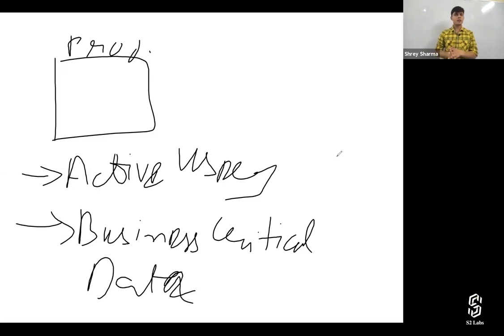Getting it? So what are active users? The people who are using Salesforce to do their business are the active users, the business users, I would say. And business critical data is the data which is critical to their business. So in production environment, we cannot do anything just like that, or we should not. Because if anything goes wrong, it is going to directly impact that business, and it is going to cost you as well. Getting it? Because you're earning your bread and butter from that business.